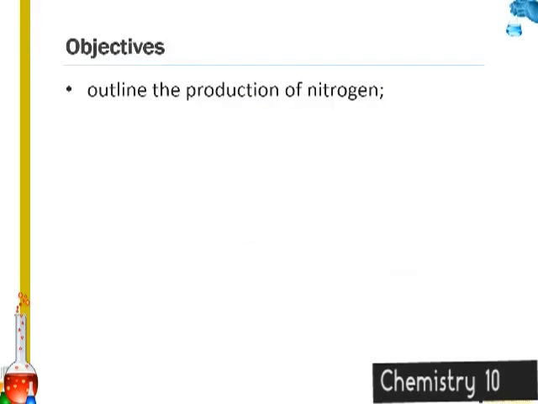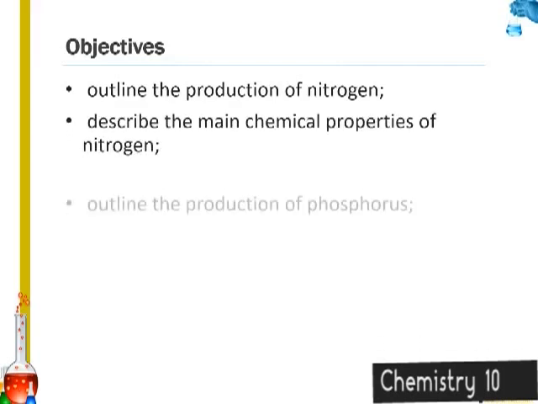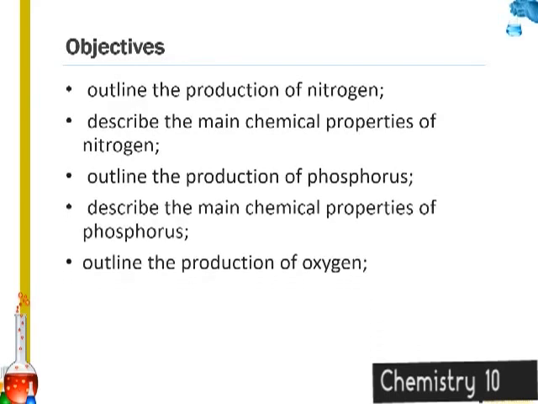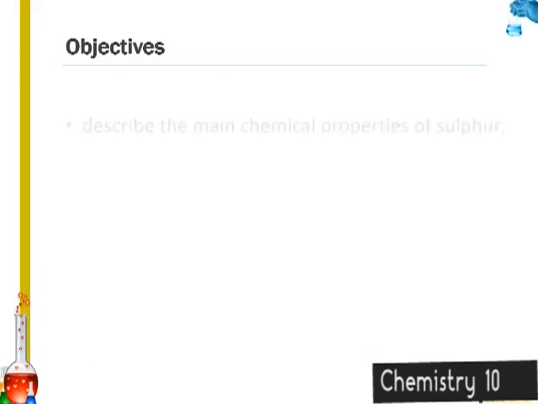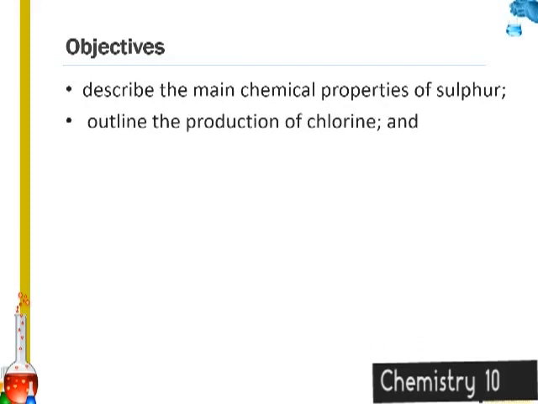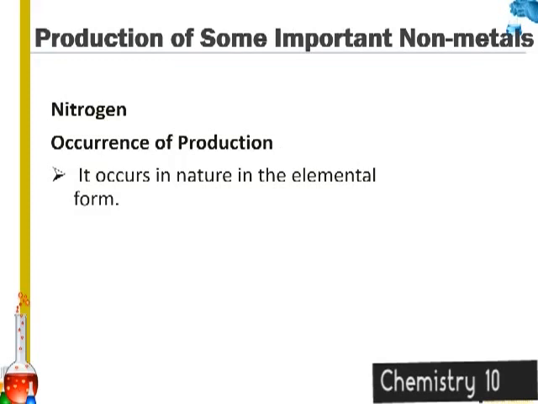By the end of this video, you should be able to outline the production of nitrogen and discuss its chemical properties. We will also discuss the production of phosphorus and its chemical properties, as well as oxygen and its chemical properties. From there, we'll move on to the production of sulfur and describe the main chemical properties of sulfur. Finally, we'll outline the production of chlorine and describe its main chemical properties. So to begin, we'll start with nitrogen.